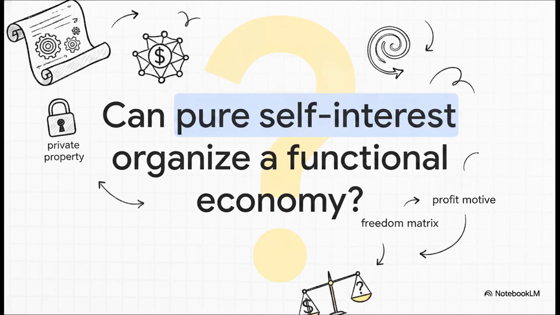Which leaves us with this final thought for today's explainer. We've seen the blueprint, right? We've seen how private property, the freedom matrix, the profit motive, and the invisible hand of the price mechanism all lock together to form this self-regulating engine. But the grand question remains: can pure self-interest truly be the ultimate organizer of a functional economy? It's a massive question, one that has defined global markets for centuries, and truly understanding these mechanics is the first step to answering it for yourself.